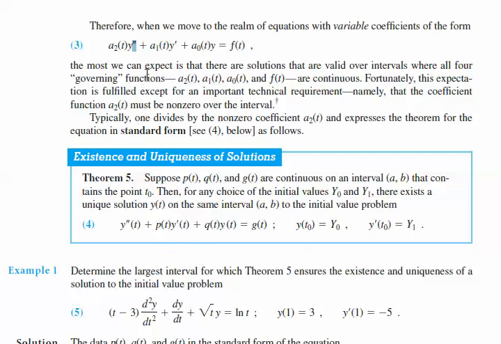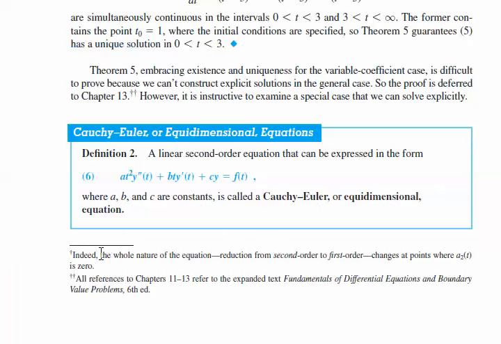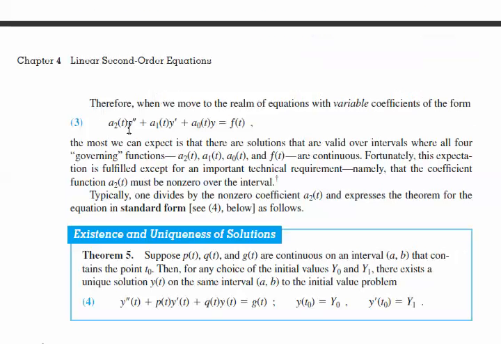My thought is that if this were zero, it can be zero everywhere, but if it is non-zero somewhere, but zero at a single position, let's see the footnote. It says the whole nature of the equation changes, it reduces from second order to first order, at the point where a sub 2 is 0. So the problem is not having a constant coefficient of 0 here. The problem is having a coefficient that is a function of t which goes to 0 at some point.